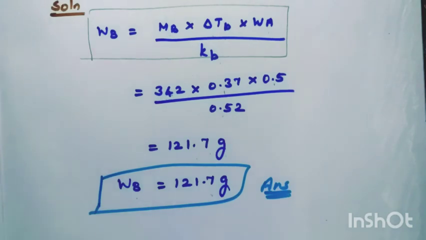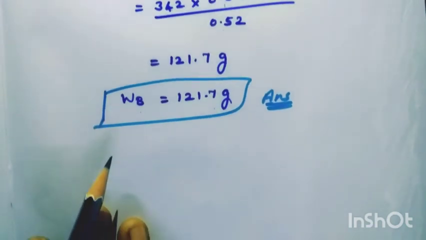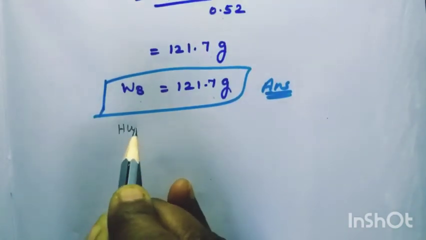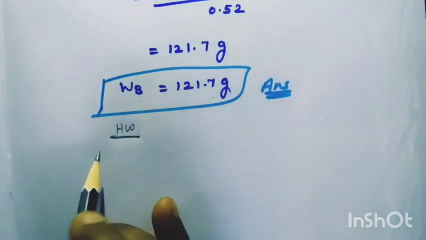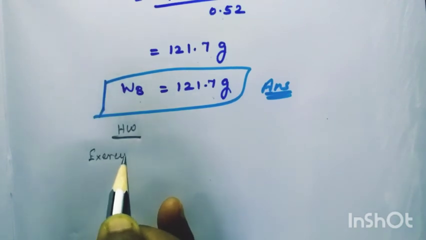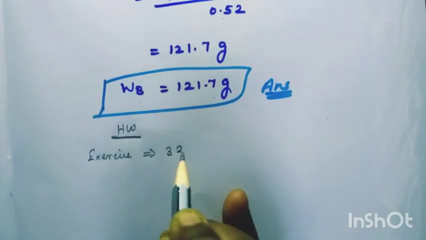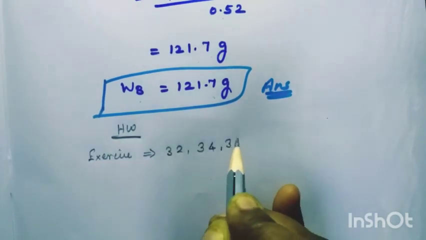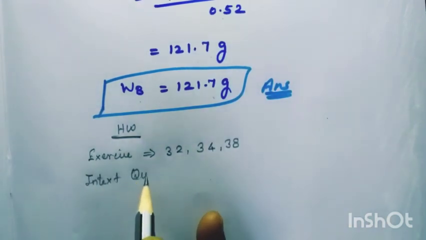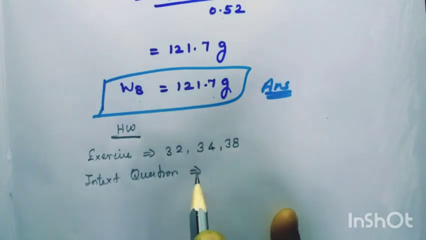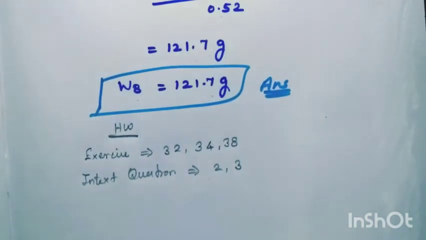Remaining, we are going to write the homework. In 2 days, we are going to complete that remaining. Today's homework: all of you must write the PDF as well as work out the problems given. So, homework, exercise: in exercise, question number 32, 34 and 38. In in-text questions, you have to do the formula problem, question number 2 and 3. Remaining in the next class.